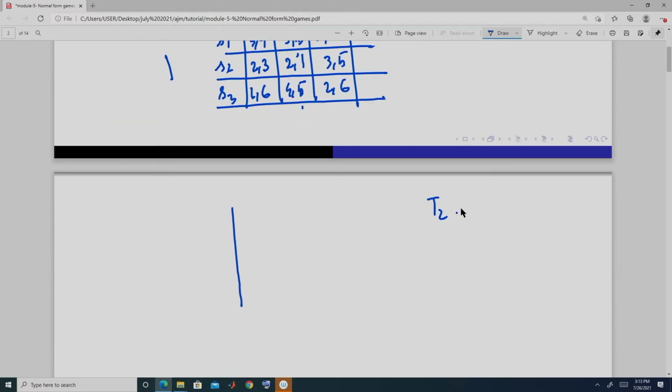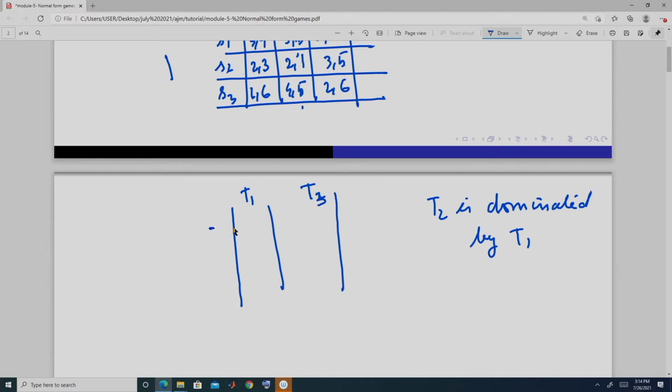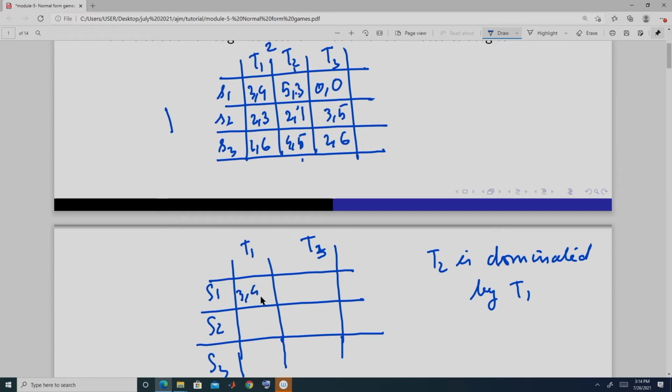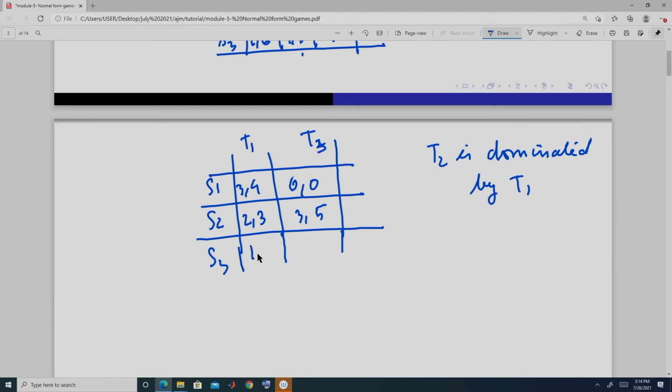So, T2 is dominated by T1. So, we remove T2 and the game is now like this. So, this is 3, 4, 0, 0, 2, 3, 3, 5, 1, 6, 2, 6, okay?